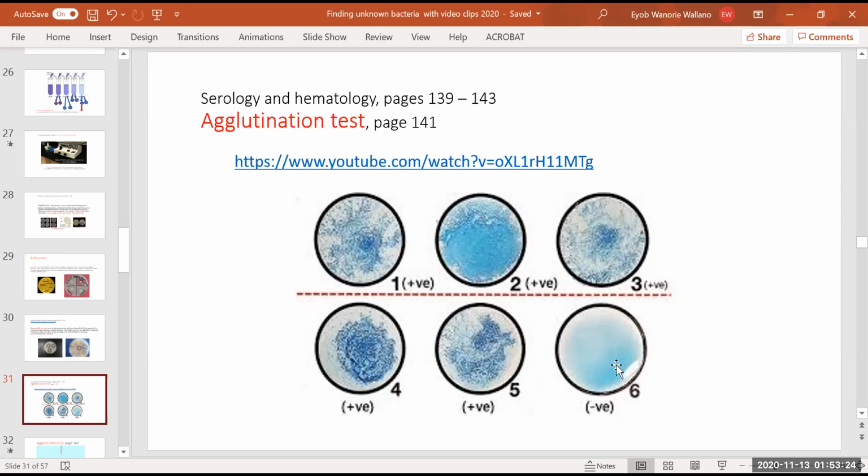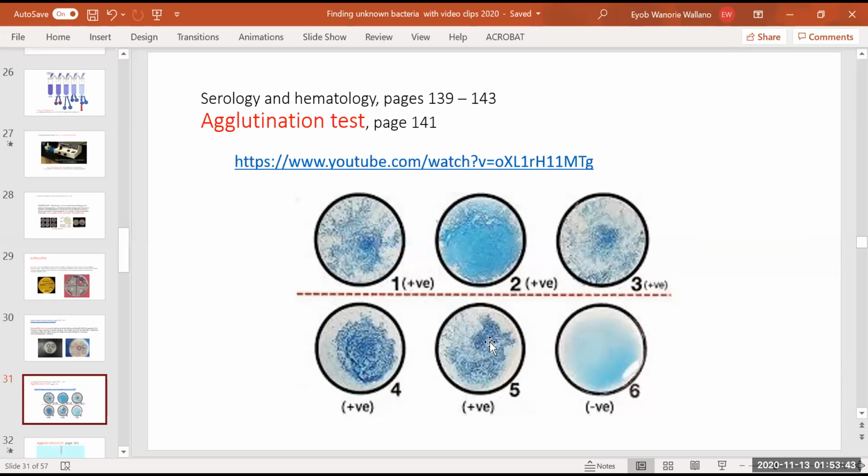And this one is negative. There is no agglutination. It is homogeneous. From the beginning up to the last, this liquid is homogeneous, equal. In this one, it is not homogeneous. You see, there are granules. So for this reason, agglutination is positive.